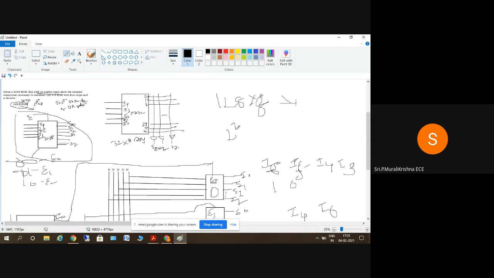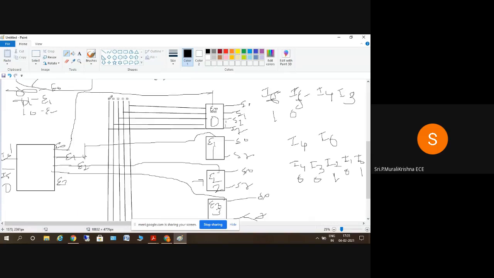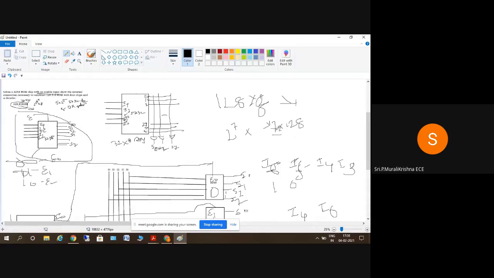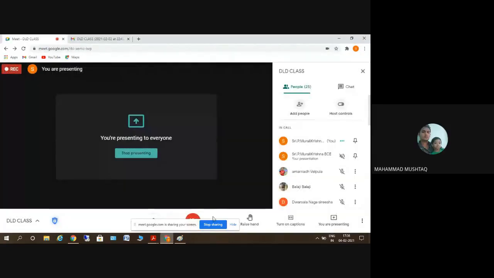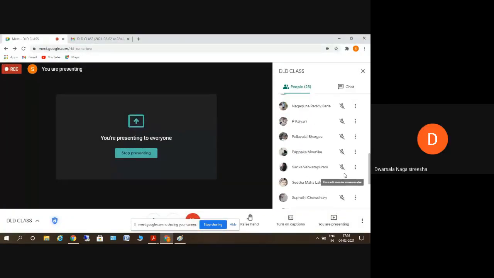128 can be written as 2 power 7, so K is 7 here. So we need a 7 into 128 decoder, which needs 7 inputs. Here we get 5 inputs, and here we'll get 2 inputs, so in total we get 7 inputs. So 7 into 128 decoders are needed to construct the 128 into 8 ROM here. Clear? Yeah, so this is the kind of problems you may get.